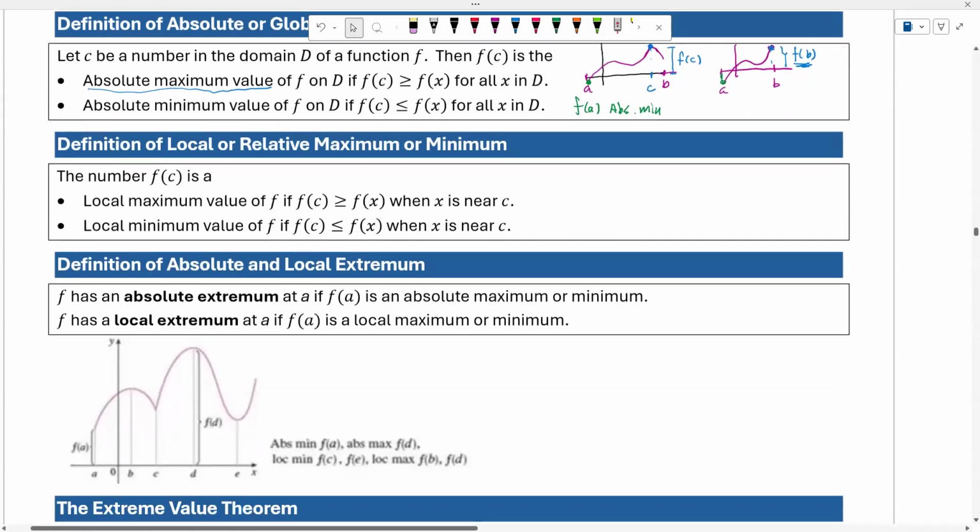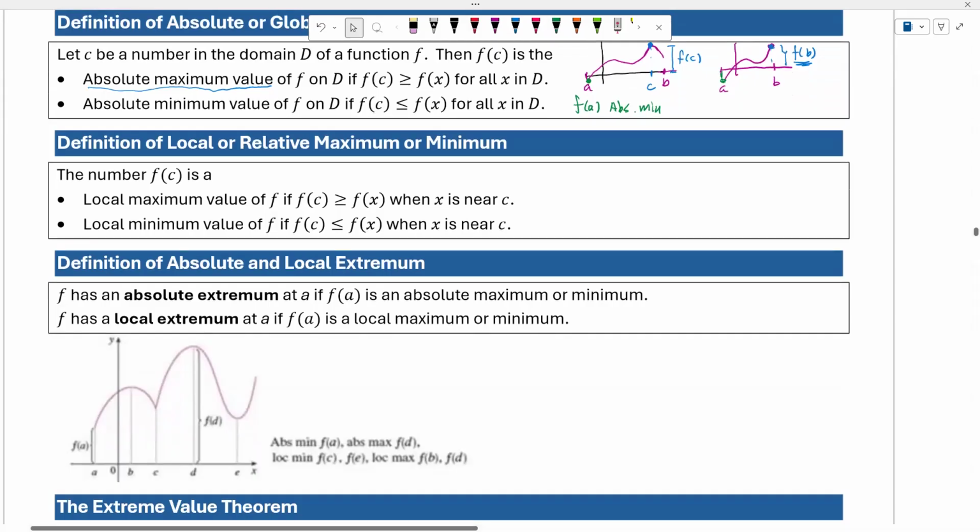Okay, then now, the next one is if we want to look at the local maximum or minimum, or in some textbooks, they call it relative max and min, okay? But again, to me, I like to use local maximum and minimum, okay? So the number f of C is the local maximum value of f if f of C is greater than or equal to f of x when x is near C.